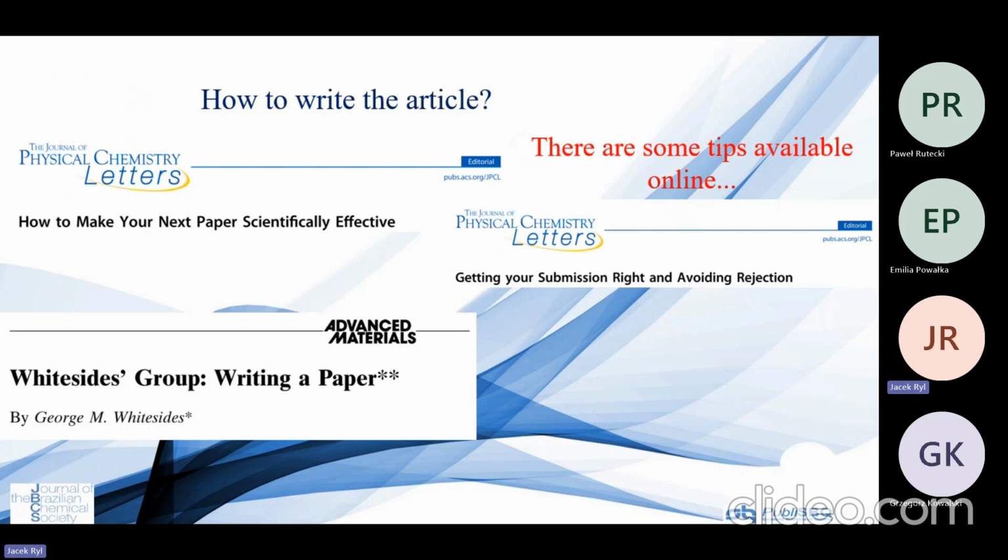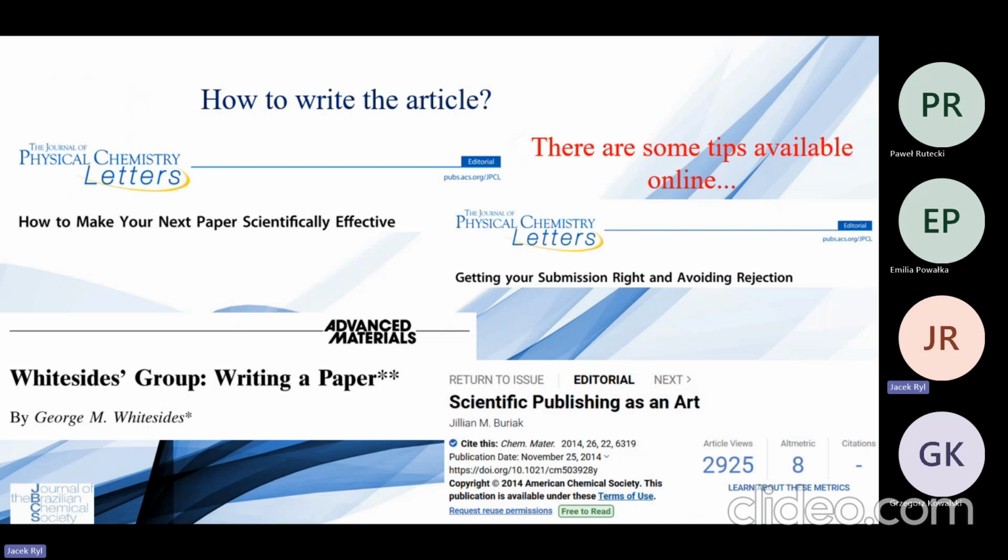This one, I really recommend because I think this is the best one regarding writing a paper, by Whitesides, that was published in Advanced Materials. This is a more recent one, but still from 10 years ago: Scientific publishing as an art, so you can find some tips as well. You can see that most of the journals that publish this kind of tutorials or guides or comments are materials or physical chemistry journals. So this is an interesting issue that I realized when I did this search.